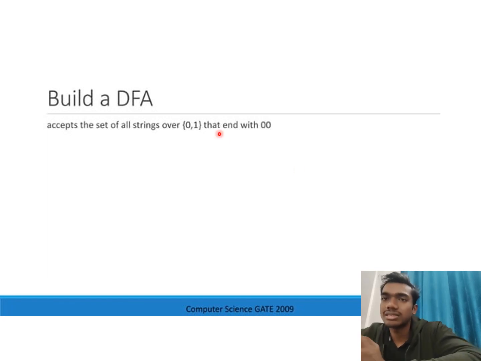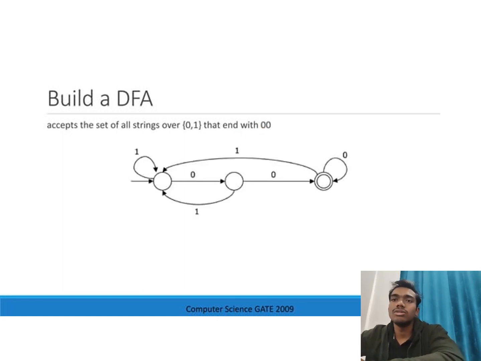So now let's practice some of the questions. According to this question, it asks us to build a DFA that accepts the set of all strings over 0, 1 that end with 00, as we have seen. So basically, let's see how to do it. Let's suppose this is the start state. Let's consider it as Q naught.